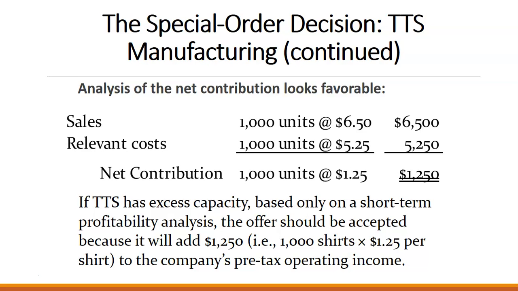So if we look at that, our sales of $6.50 per unit and our relevant cost of $5.25 per unit, we have a contribution of $1.25 per unit. And therefore, if we have excess capacity, we would have a short-term benefit of an additional $1,250 to our pre-tax operating income. So in this case, if nothing else is different, we should accept that special order.